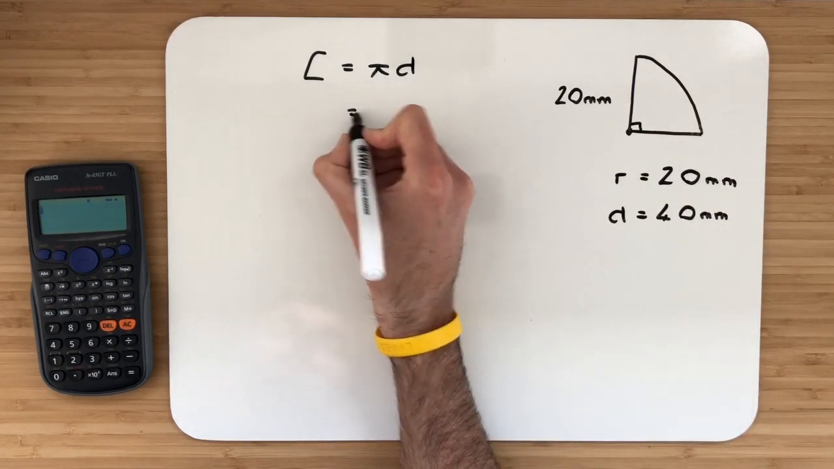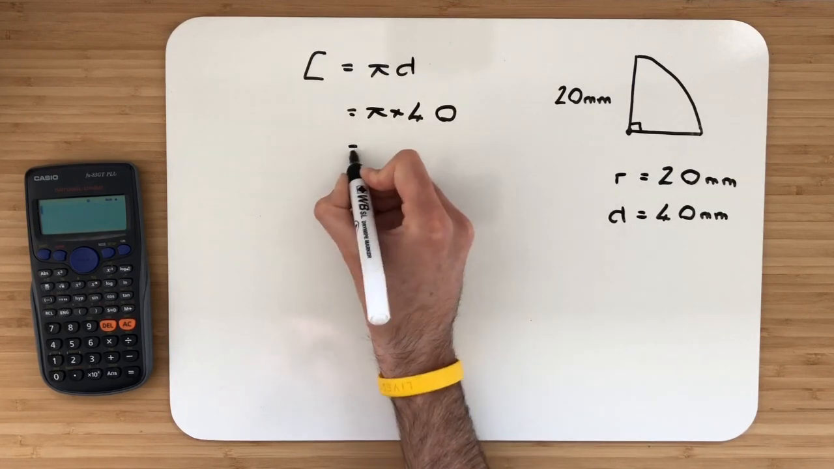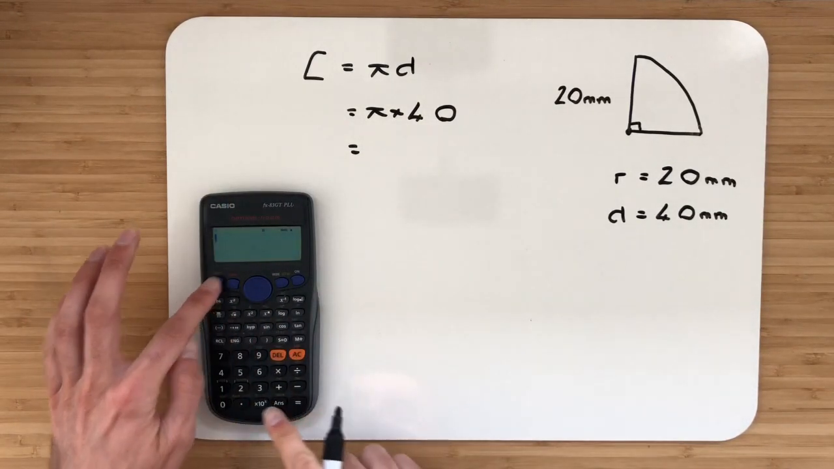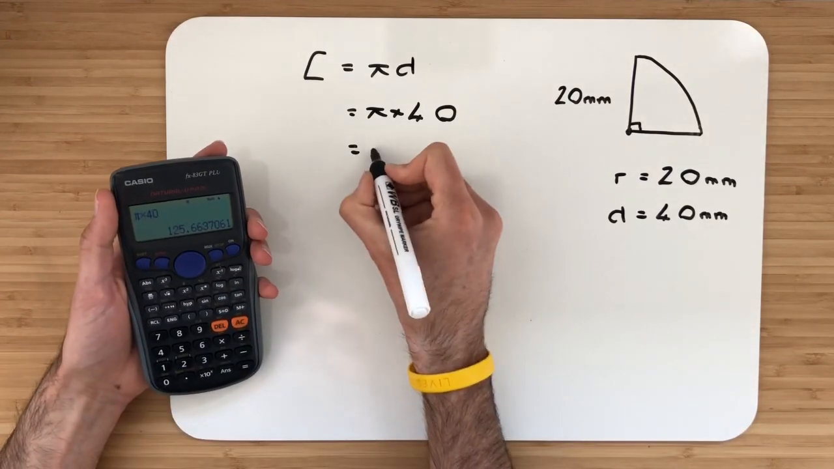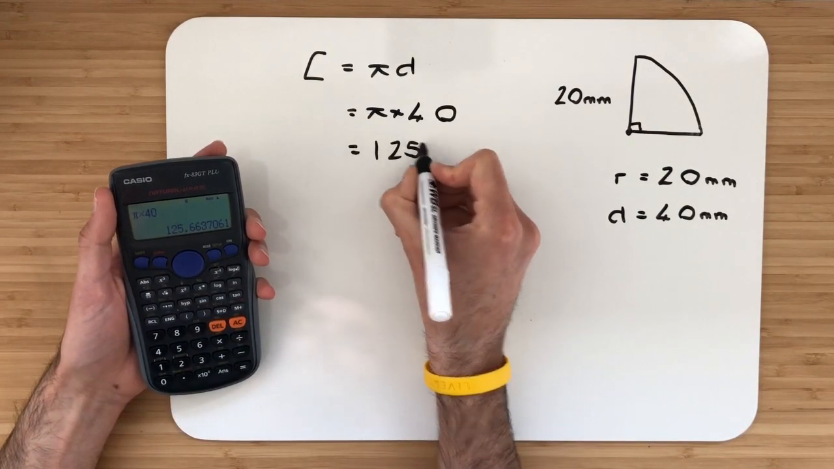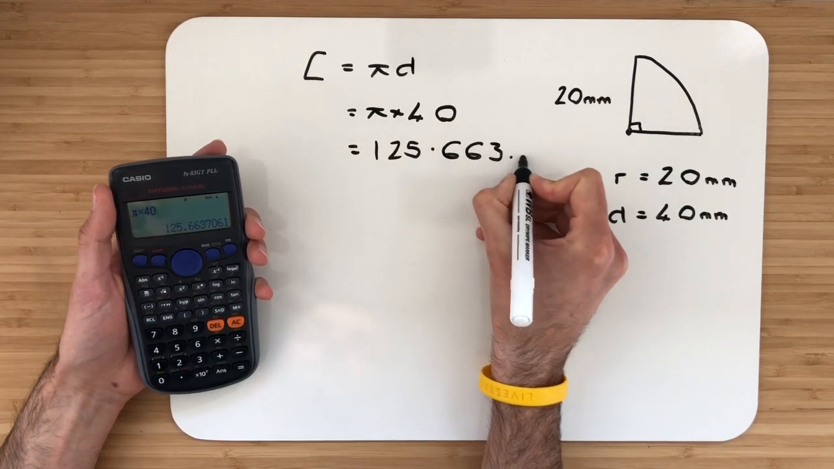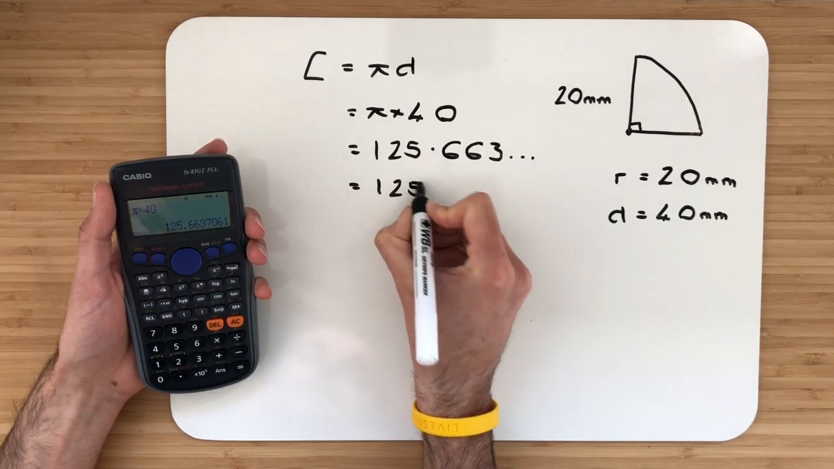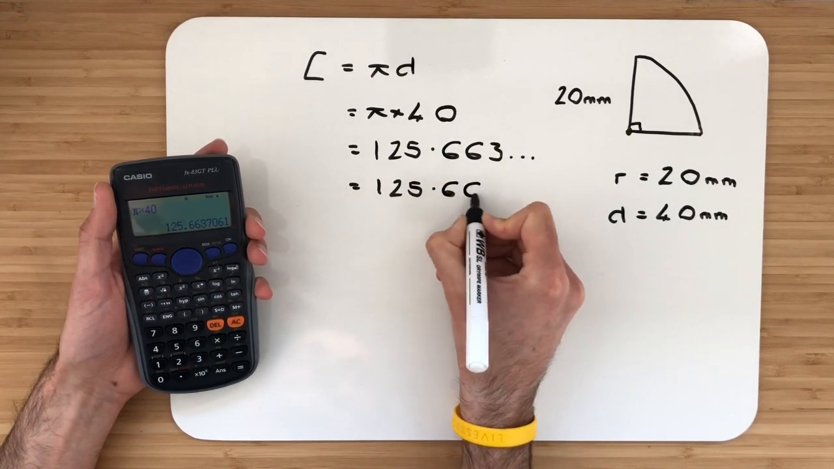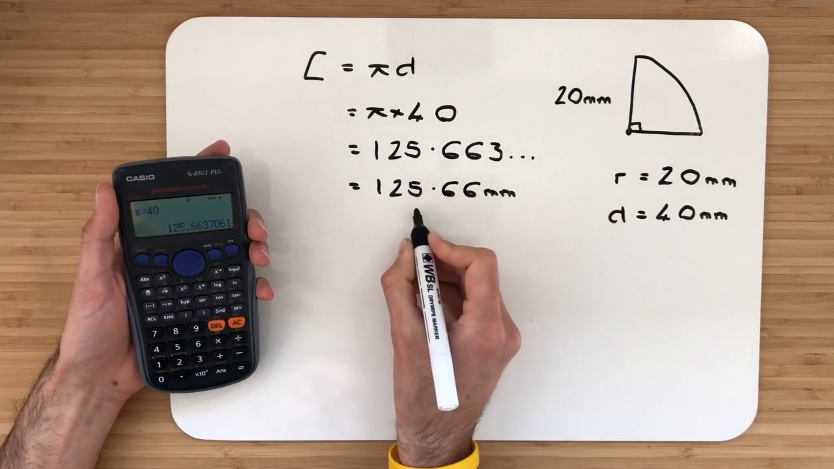Let's substitute that in now. So we have pi multiplied by 40. We'll take our calculator, and that should give me an answer of 125.663, and it's going to continue on. I'll round that to give me 125.66 millimetres. This is a full circle.